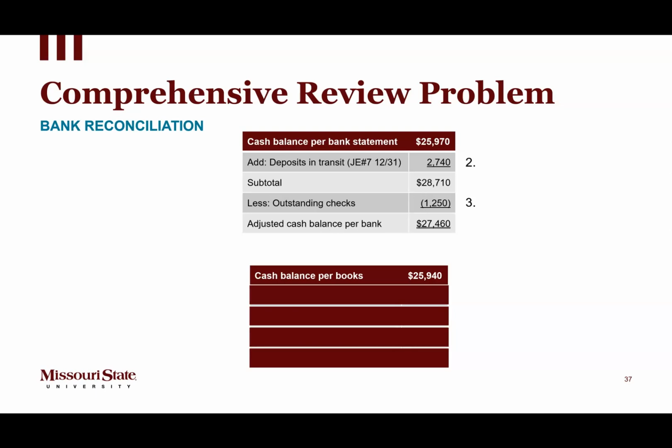So let's make some changes to our books. Do we think we're going to see those 2 on our books? No, we already made those, right? Those are original entries for us. Those are an increase and a decrease to cash already.